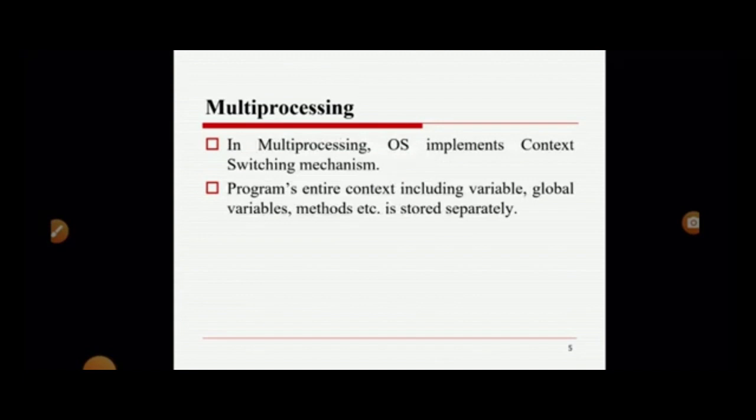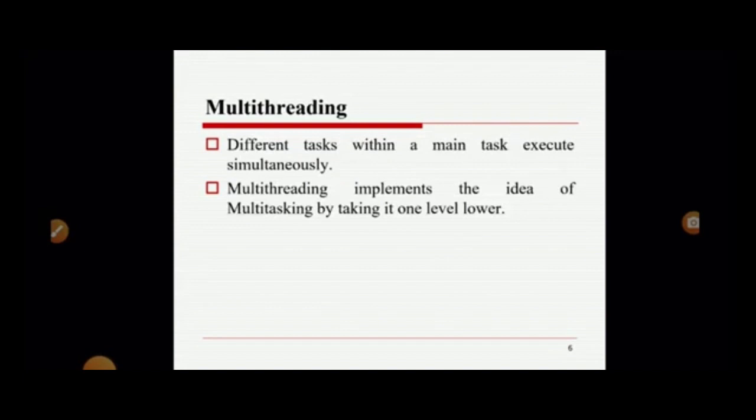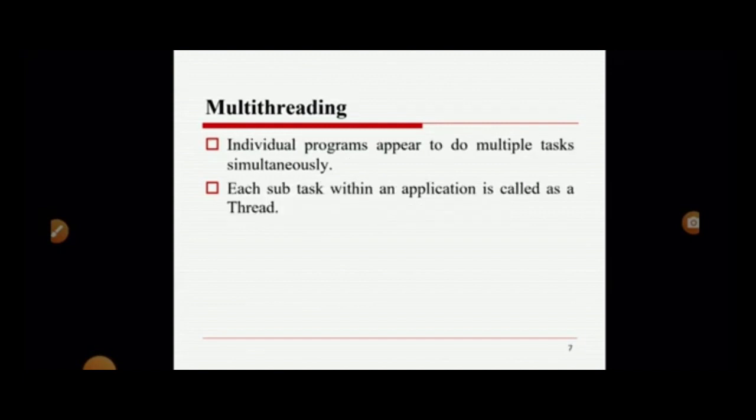In multiprocessing, the OS implements a context switching mechanism. That is, the program's entire context, including variables, global variables, methods, etc., is stored separately. But in multithreading, the different tasks within a main task execute simultaneously. Multithreading implements the idea of multitasking by taking it one level lower. So what is multithreading? An individual program appears to do multiple tasks simultaneously. Each subtask within an application is called a thread.